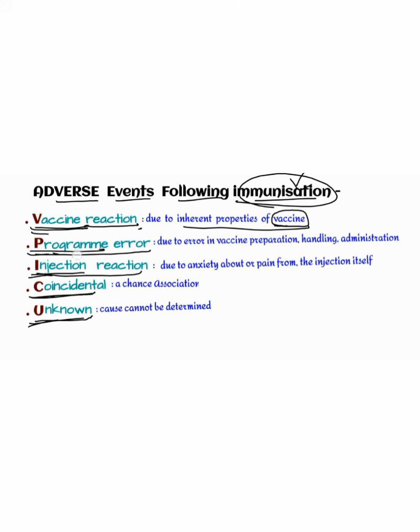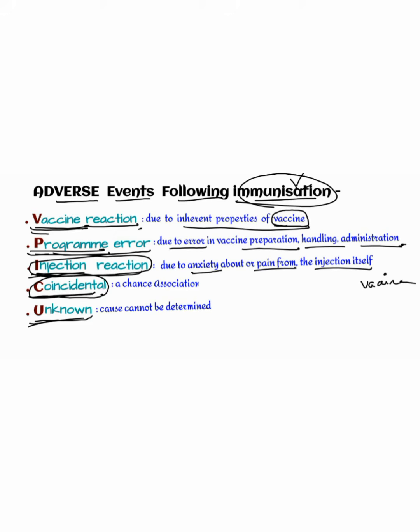And then program error, these are due to errors in vaccine preparation, handling and administration of the vaccine. And then the injection reaction, these are due to anxiety about or pain from the injection itself rather than the vaccine. And then the fourth one is coincidental.